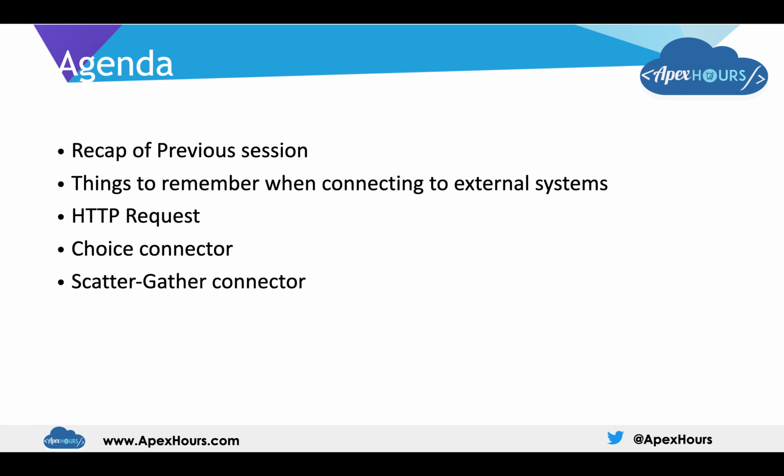And we will discuss the HTTP requester, which is very important because in most of your projects, whenever you are connecting to another API, okay, if you are developing APIs, likewise someone else might have developed another API and you want to consume that API, right? In that case we will be using the HTTP requester. Then we will see a couple of connectors, the choice connector and the scatter gather connector, and that's all for today's session.